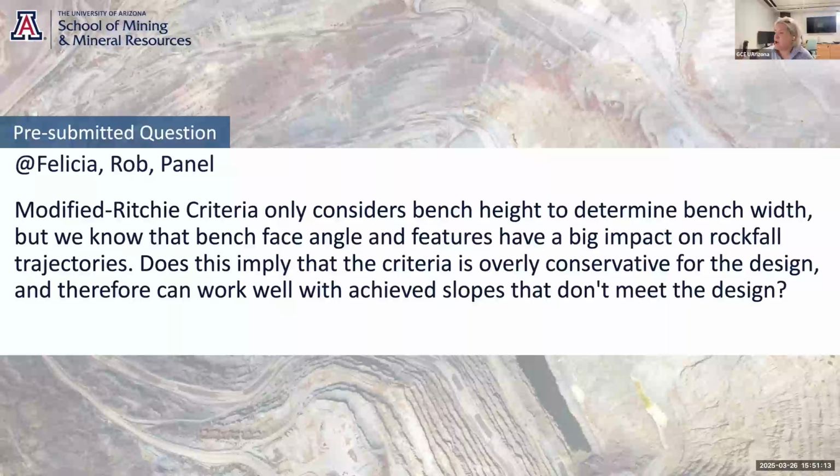Modified Ritchie criteria only considers bench height to determine bench width, but we know that bench face angle and features have a big impact on rockfall trajectories. Does this imply that the criteria is overly conservative for the design and therefore can work well with achieved slopes that don't meet the design?